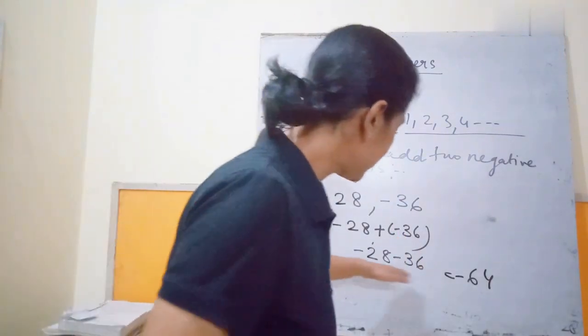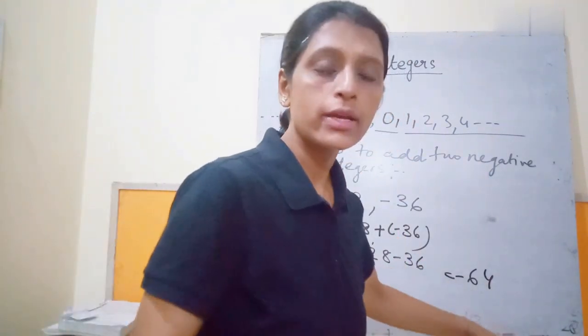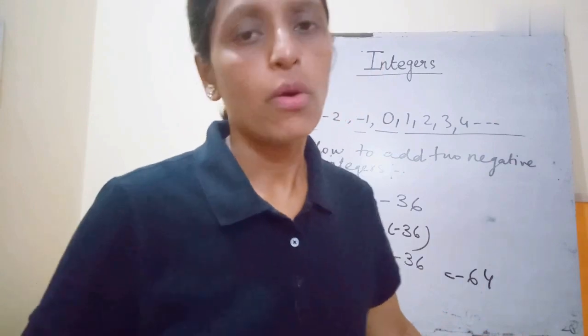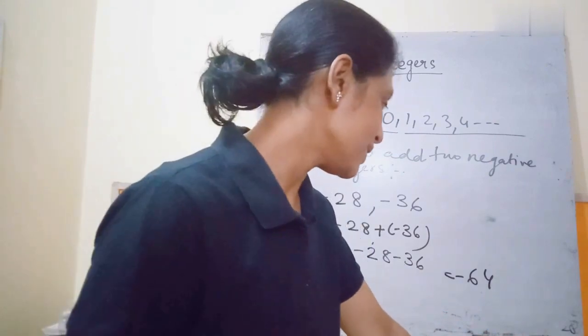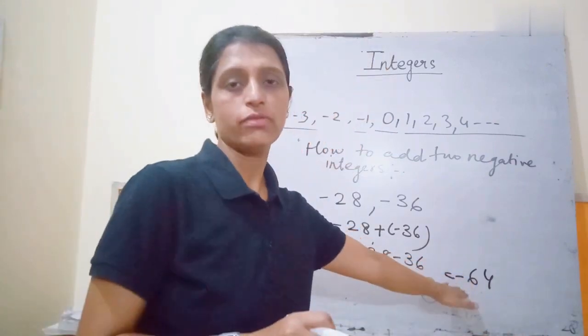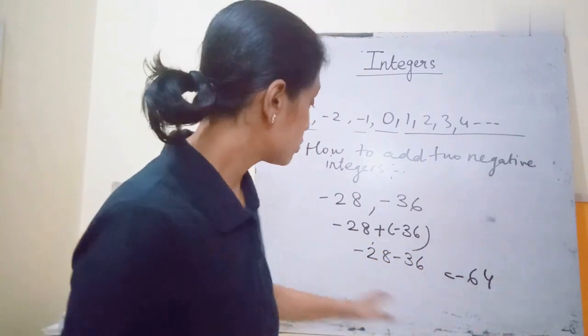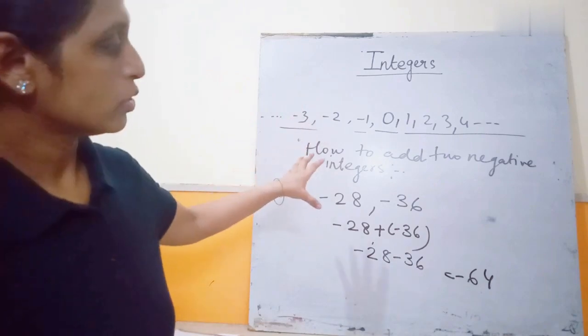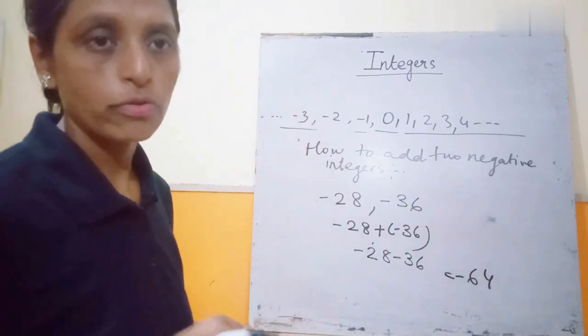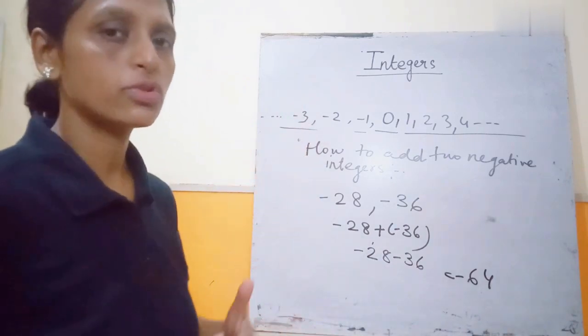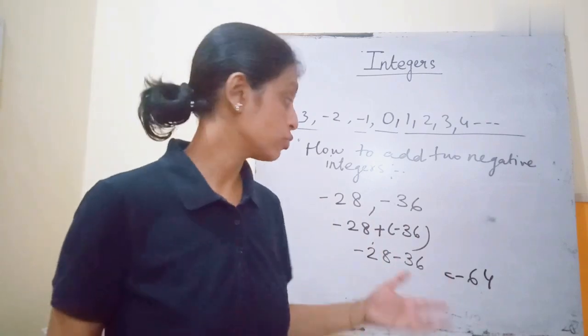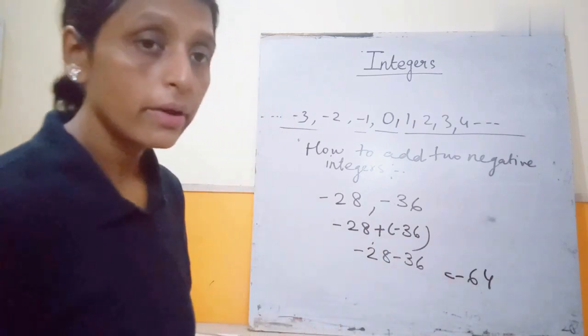Okay, so when both the integers are negative we carry on with the operation of addition, but the sign it takes is the negative sign. Okay children, I hope this concept of addition of integers, two positive, one positive and one negative, and two negative integers, is clear.